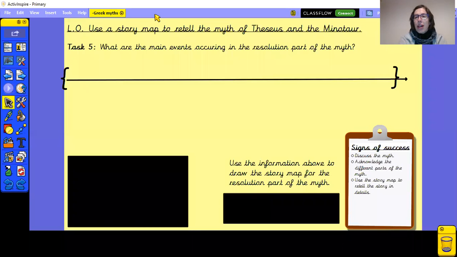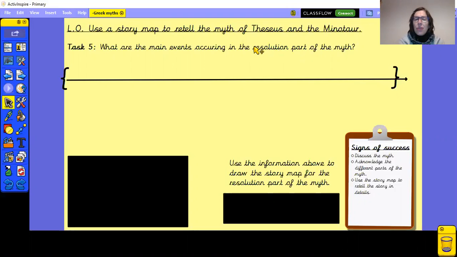So no surprise about today, as we are just going to continue exactly what we were doing yesterday. So task 5, if we follow from yesterday, is looking at the events occurring in the resolution part of the myth of Theseus and the Minotaur. If you need to go to Wednesday's video, if you need to read the myth of Theseus and the Minotaur, if you need to watch again the animation on YouTube, please do so, because it's important that we've got this part right.